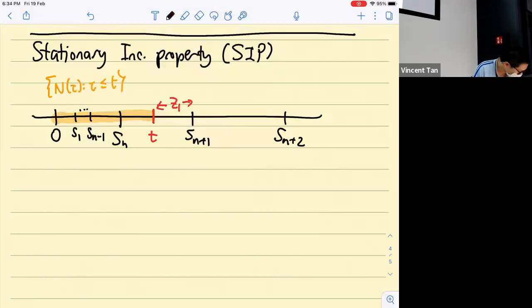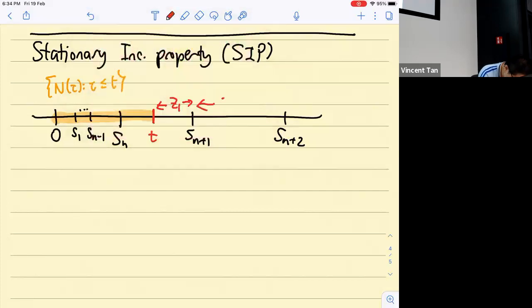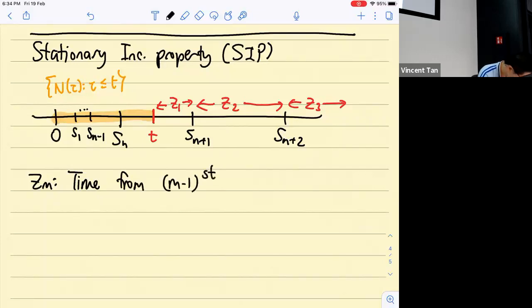Now let us define a new sequence of random variables, Z1, Z2, Z3, that starts from here. Let's define properly: Zm to be the time from the m minus first arrival after t to the mth arrival.